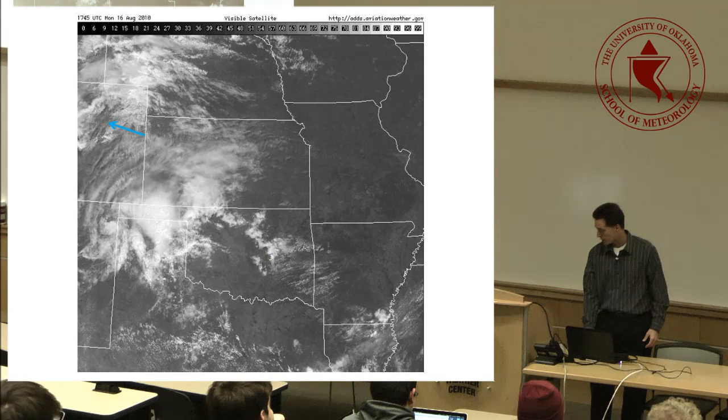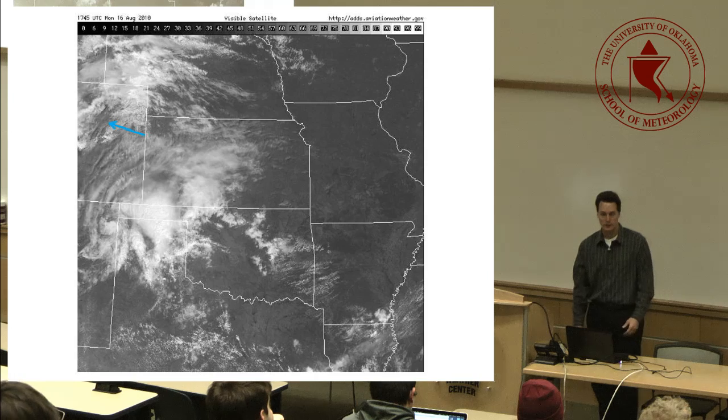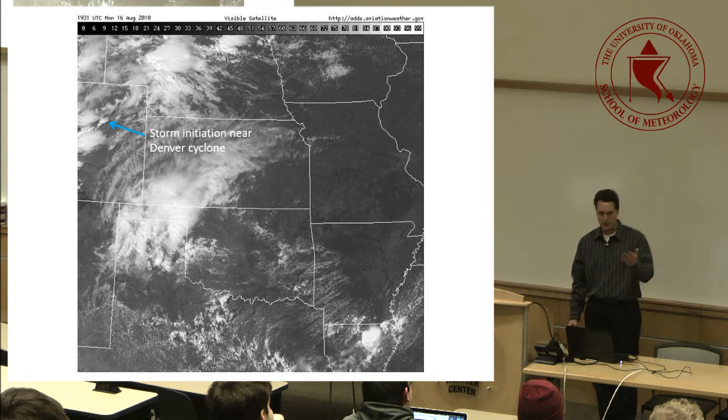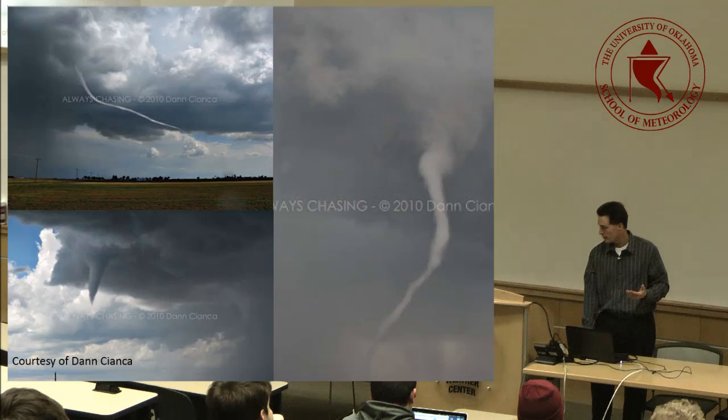So looking over there, here's a visible image pointing to the area of the Denver cyclone. The sun's out, it's warming up. You have some convection around, but then if you just watch over time, there we go. We get a storm that blows up. It's right on the convergence zone. That's also the area where vertical vorticity is enhanced.